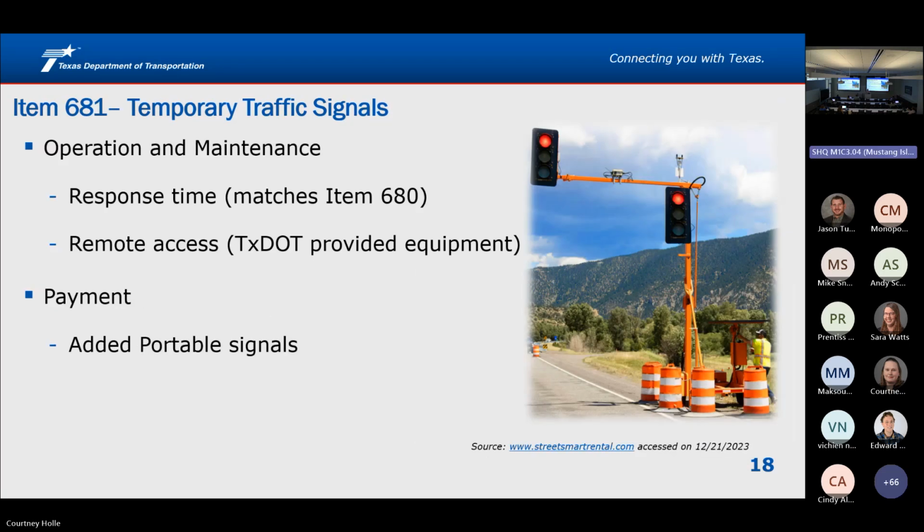Item 681, temporary traffic signals. The response time was updated to match that of item 680. If there's remote access required, TxDOT will provide the equipment for that and get that set up. And then this picture indicates that I never thought that temporary traffic signals were portable signals, but in the payment section, they added the word portable signal. So there may be an instance where you're not installing temporary signals on wooden poles, but maybe just need something out there until something gets set up and you need to use a work zone portable signal.